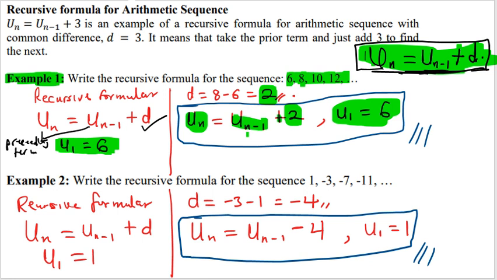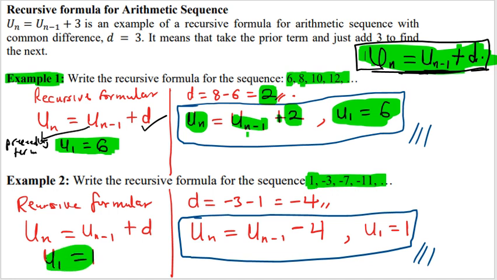Alright. Now let's take the next example. Write the recursive formula for the sequence. So this is the sequence. The first thing you need to do is to quote the general formula, which is un is equal to un minus 1 plus d. But in this case, our u1 is 1. So u1 is equal to 1.